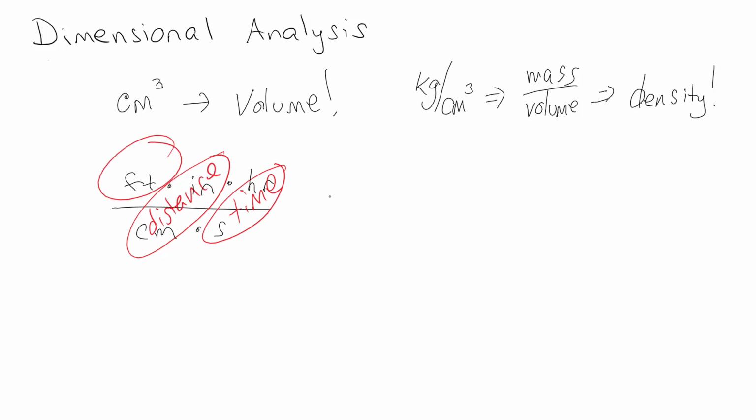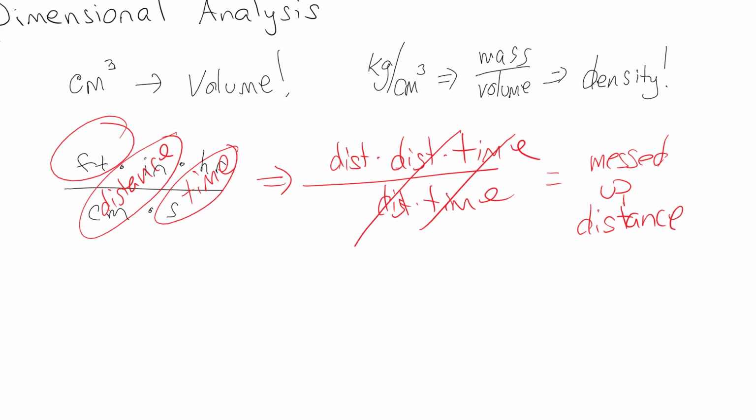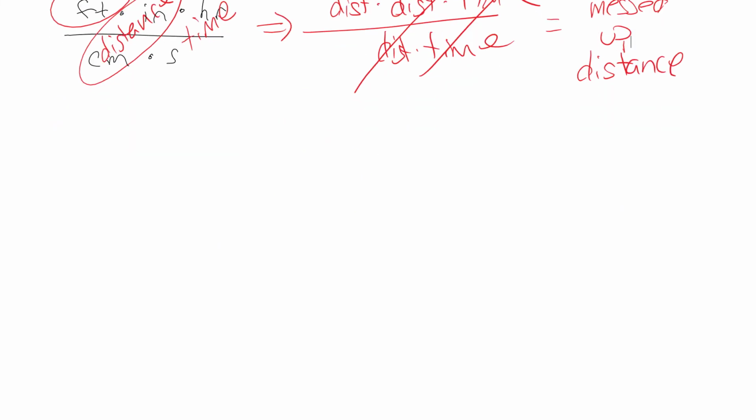So really, instead of doing that, what I should be doing is going distance times time over distance times time. So these would go away, and you have a messed up distance. It's messed up because your units are all mixed, with feet, inches, hours over centimeters, seconds, but in general, what you're doing is a distance. So it comes down to the idea I was talking about: are we looking at stuff that is dimensionally consistent?